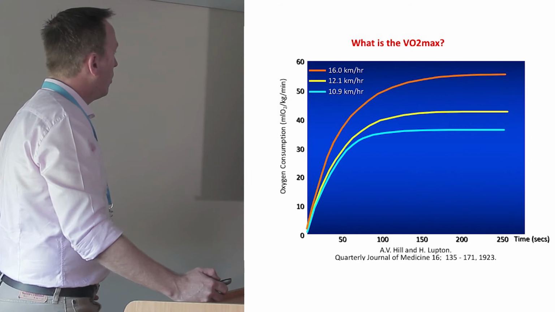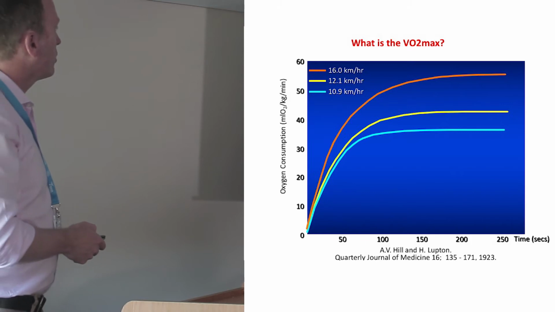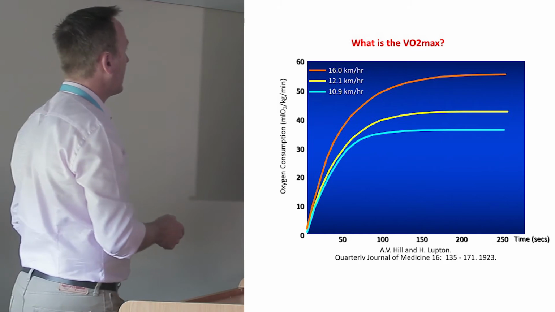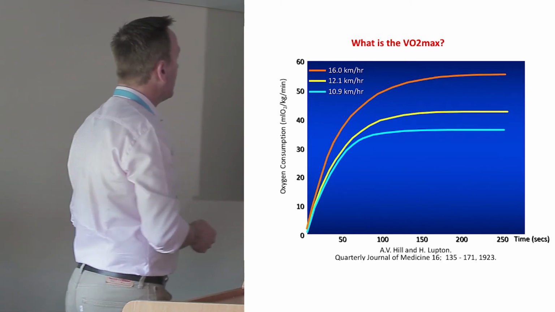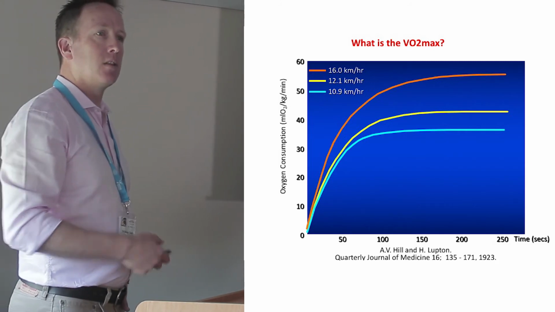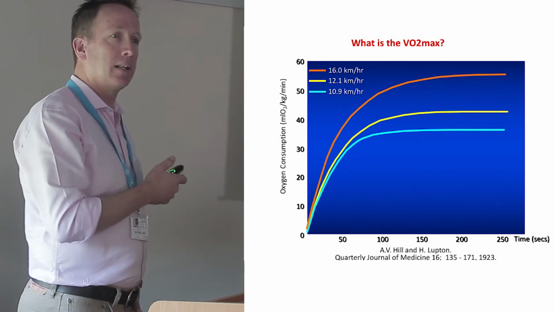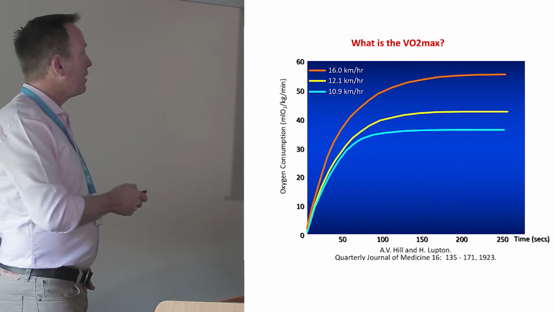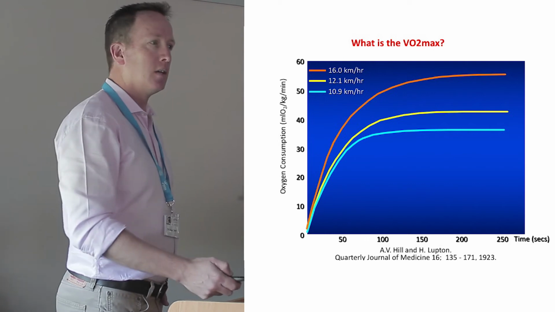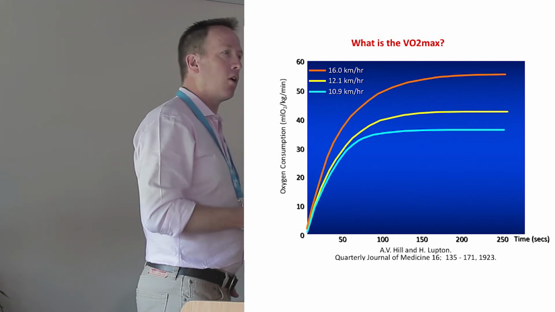Okay, and what he saw was if he ran at 10.9 k's an hour, his oxygen consumption would level off at a particular value. If he ran at 12.1 k's an hour, it would level off at a particular value. And if he ran at 16 k's an hour, it would level off at a particular value. Okay, so the faster he ran, the more oxygen he consumed. But he ran at 16 k's an hour, he was the actual athlete, and he couldn't run any faster. And actually, in fact, he couldn't keep 16 k's an hour going for the full 250 seconds. So he said, at 16 k's an hour, there's something happening and I can't go any faster.